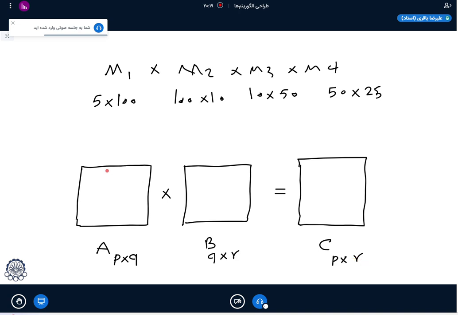Okay. How matrix C is computed is like this. Matrix C has some items in each row and column. The number of rows is P, the number of columns is R.